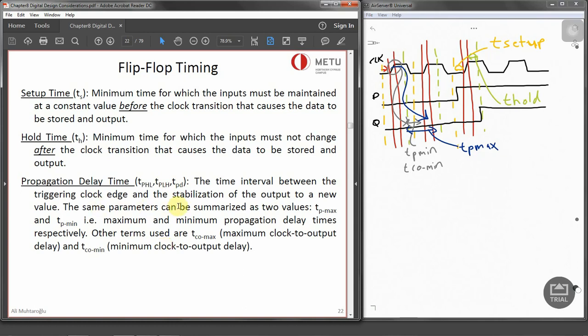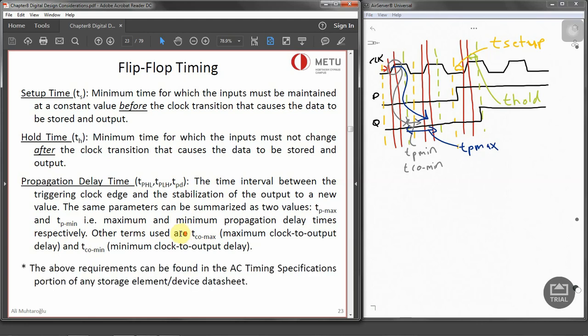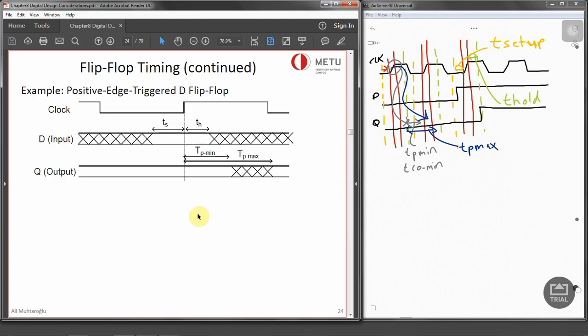These parameters can be summarized as two values, TP max and TP min, as we already said, the maximum and the minimum propagation delay times respectively. TP min is also known as the contamination delay, maximum clock to out delay, or the minimum clock out delay. And we can also see the similar waveform for the clock. As you can see, setup time is before the rising edge and the hold time is after the rising edge. So we need a short amount of time on both sides.